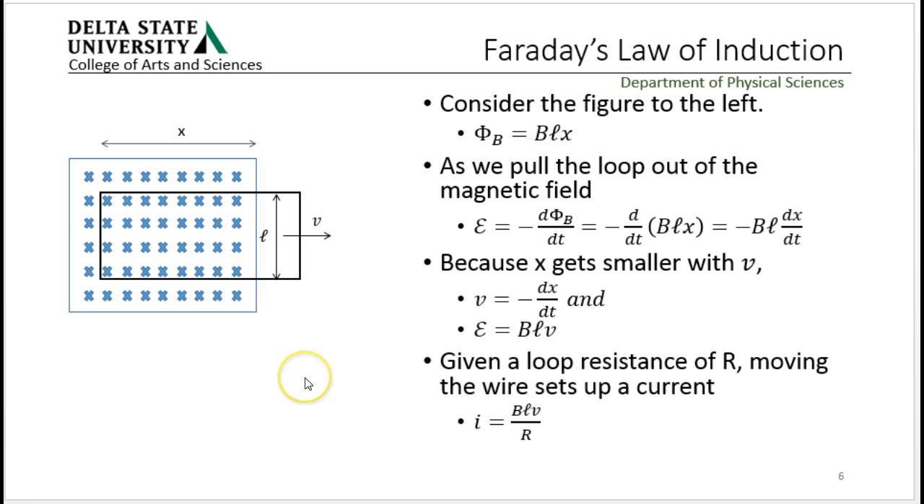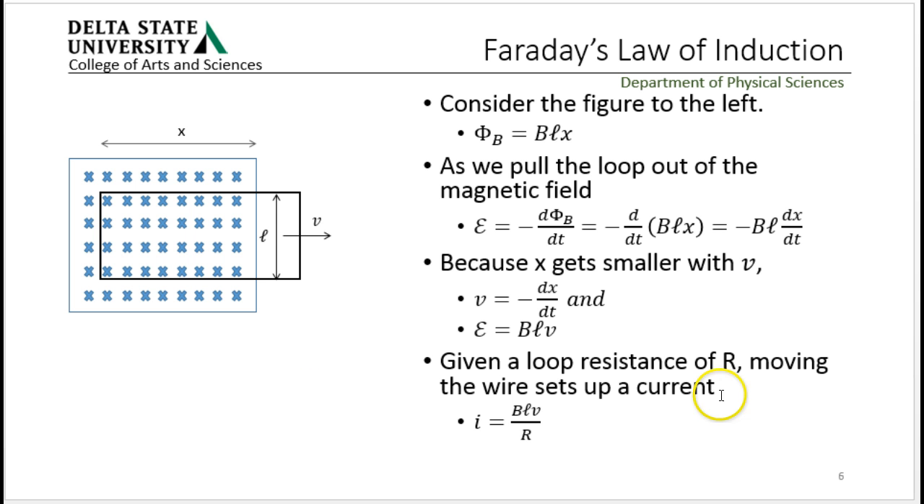The induced EMF is then minus B times L times the derivative of x with respect to time. Because x gets smaller with v, our velocity can be written as minus the derivative of x with respect to time. This means the induced EMF is B times L times v. If the loop has a total resistance of R, moving the wire sets up a current given by the equation I equals B times L times v divided by R.